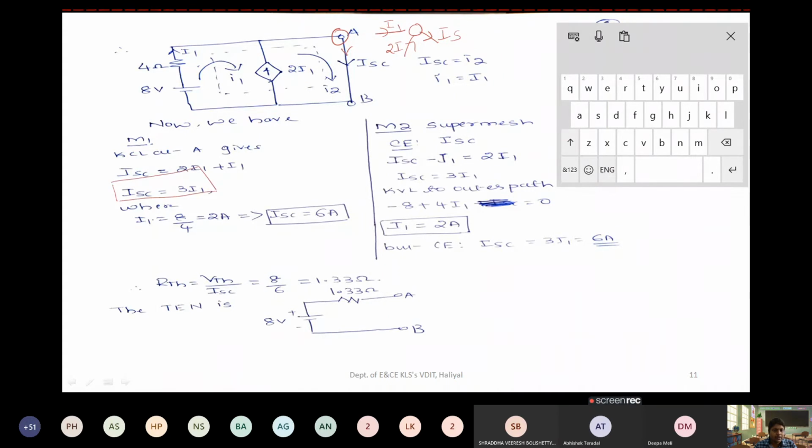Where I1 is the current which is flowing in this branch, in the entire branch. Now, as there is a short circuit, maximum current will flow here only, so no current will flow here. That means you can take it off. So the total current will be I equal to V by R, that is 8 divided by 4. So this looks something like this now.